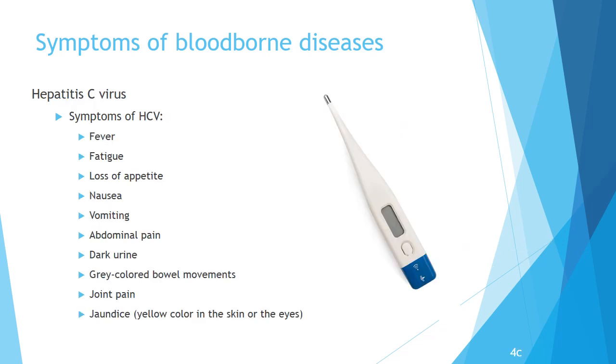Hepatitis C virus. Symptoms of HCV include fever, fatigue, loss of appetite, nausea, vomiting, abdominal pain, dark urine, gray-colored bowel movements, joint pain, jaundice, which is a yellow color in the skin or eyes.